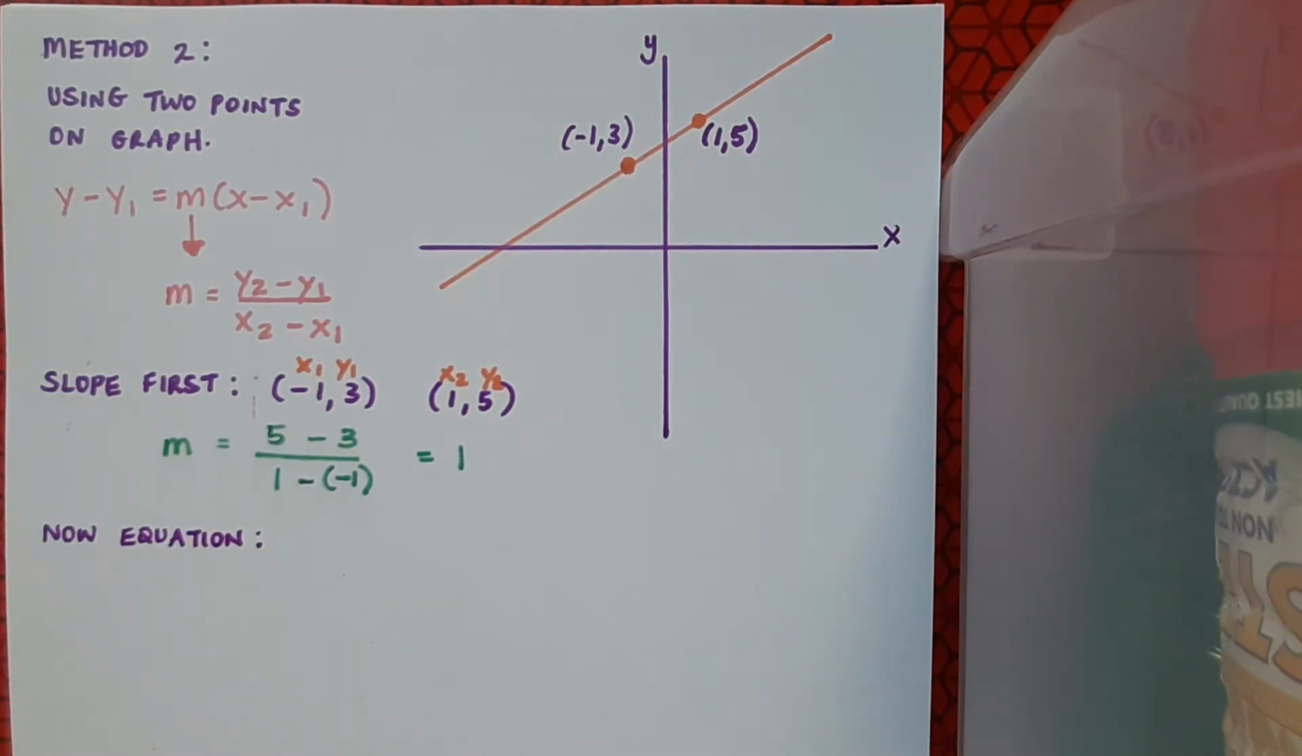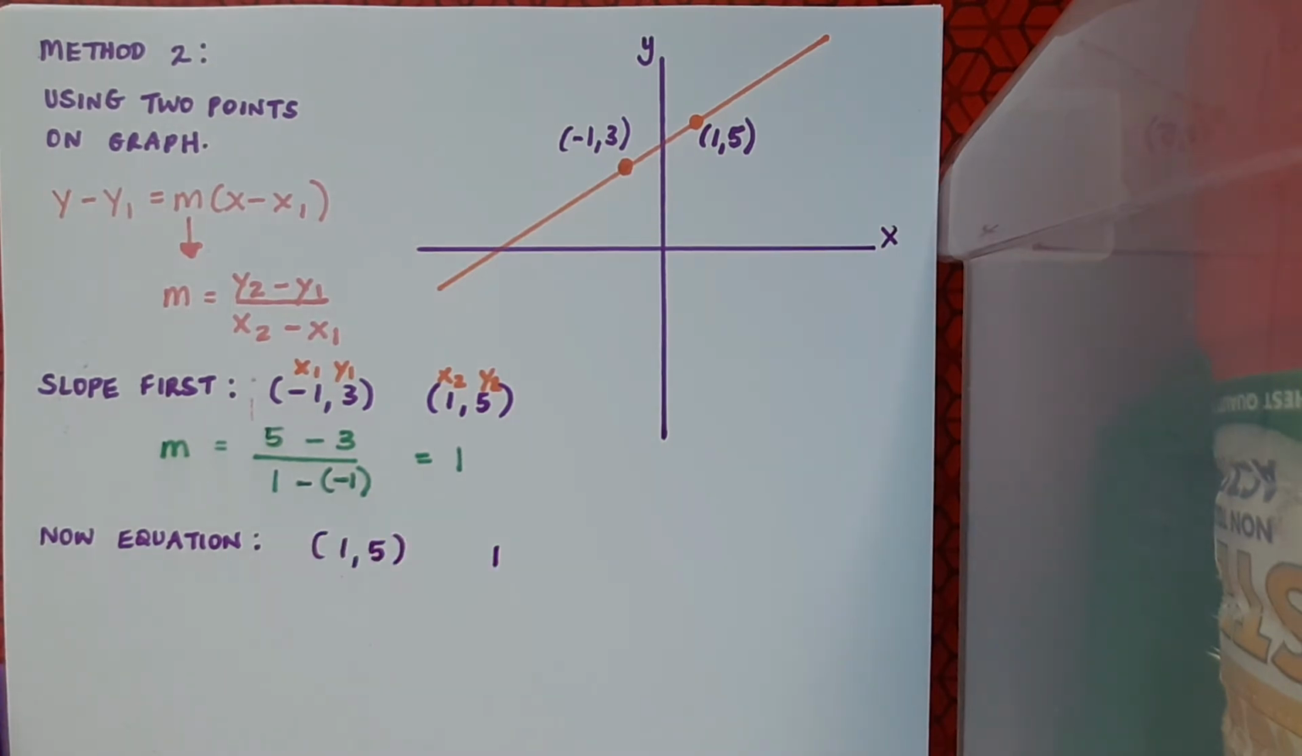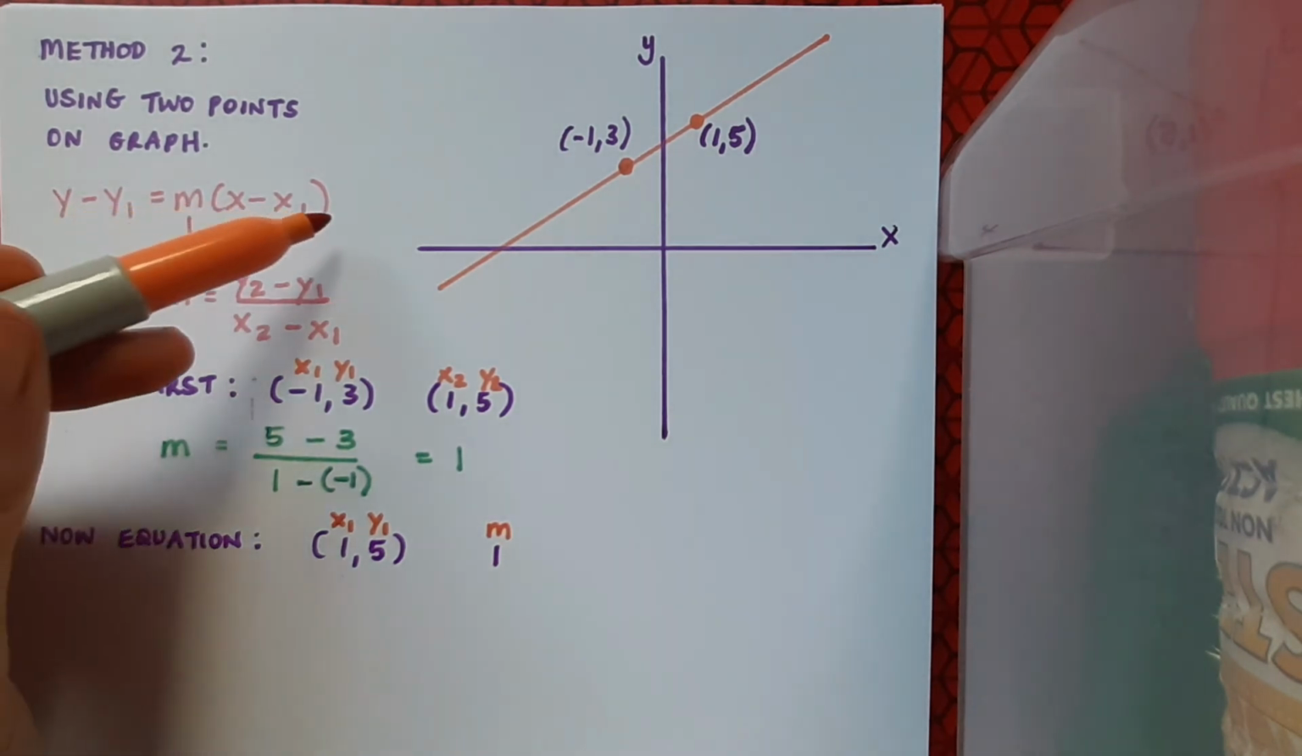Now I use the equation formula. For the equation formula, I need a point and I need a slope. Now, I need 2 points on this line, so I can choose whichever one I want, and generally pick the one that looks a bit easier. I'm going to use 1, 5 this time, and my slope is 1. And again, before I begin to fill anything in, I'm going to label these. I've only got 1 point now for the equation, so I'm labeling it x1, y1, and I label my slope as m.